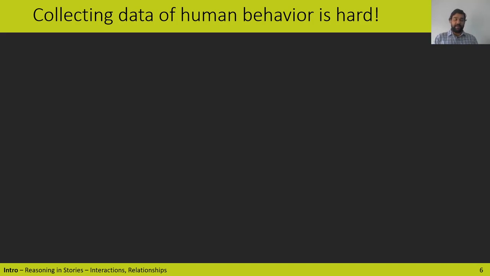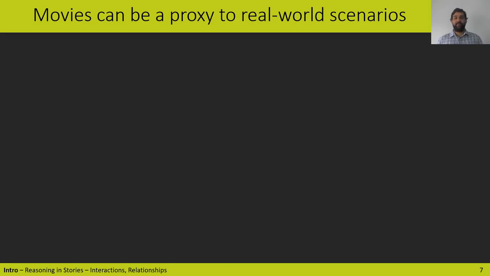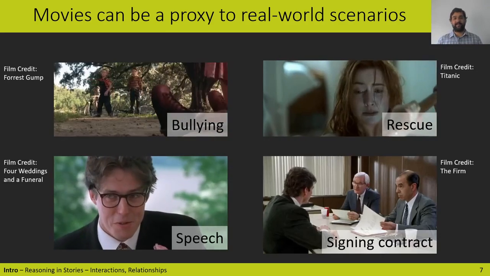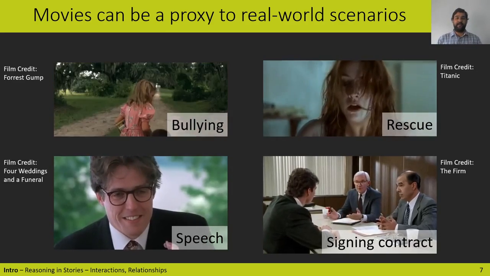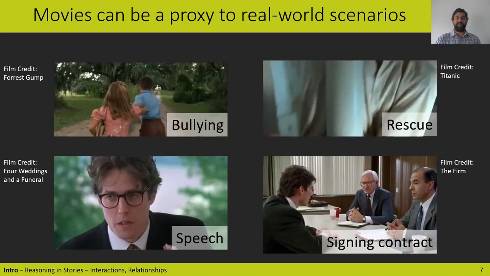So coming back towards understanding human behavior from stories, while collecting data of human behavior in general in the society is quite hard and has several privacy implications. If you're the Batman, you could turn every phone in the city into a transceiver and get some data, but we probably don't want to go through this approach. What we do instead is to use movies as a proxy to real-world scenarios. We observe that movies often depict social situations that one might encounter in their daily lives, and we want to capture the essence of these situations depicted in such movies.